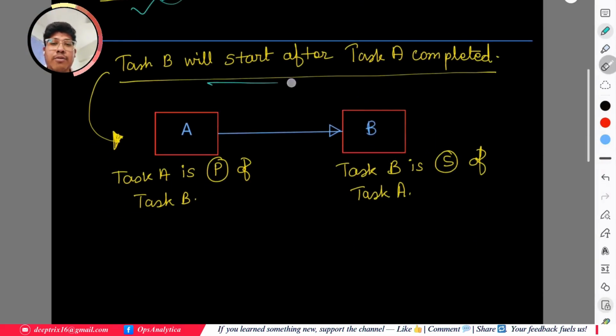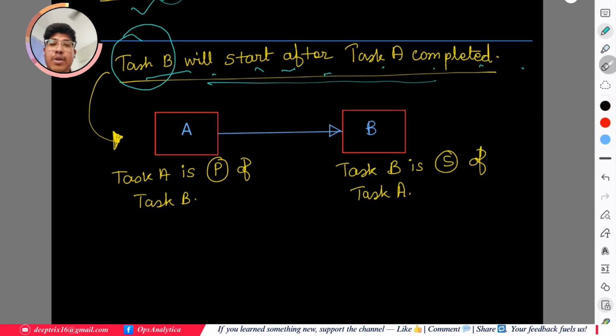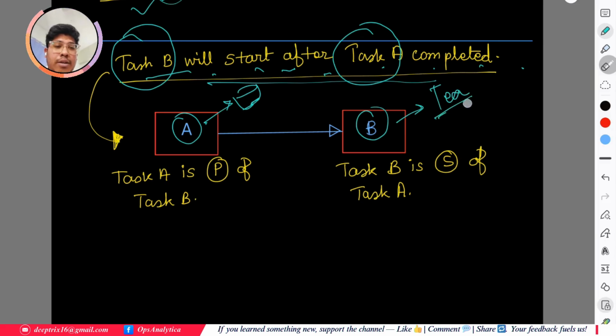First, you can see what is mentioned here: task B will start after task A is completed. When will it start? It will start once task A is completed. Suppose this is task A and this is task B. Task A you can consider as pouring water into the bowl, and task B as adding the tea into that bowl. Once task A is completed, as you can see the arrow in this direction, then task B will start.